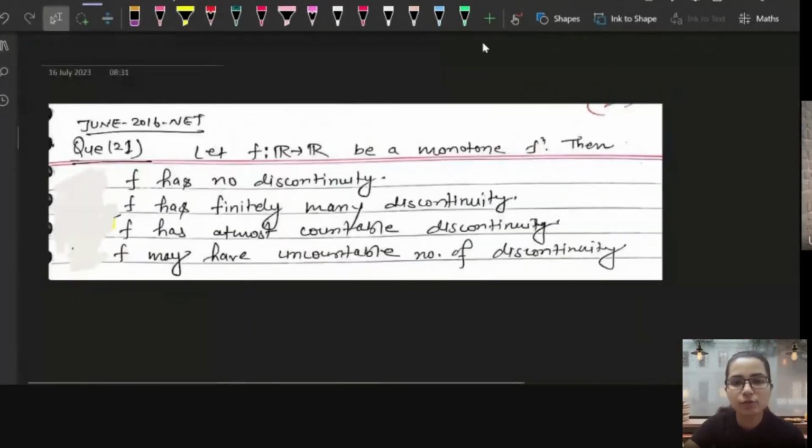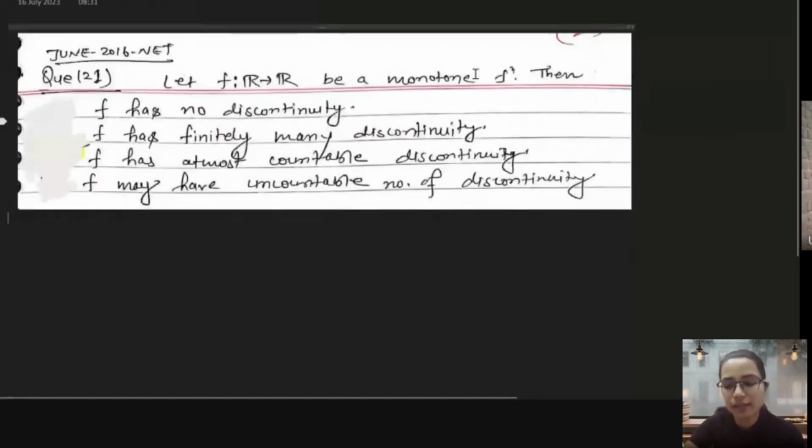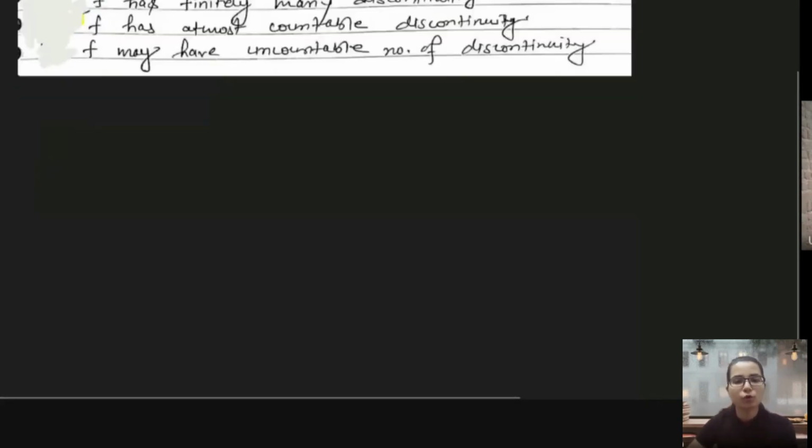Okay, we have a question. Before covering this question, this was asked in June 2016 in CSIR NET exam. Before covering this question, I want to ask you, what do you know about monotone functions?